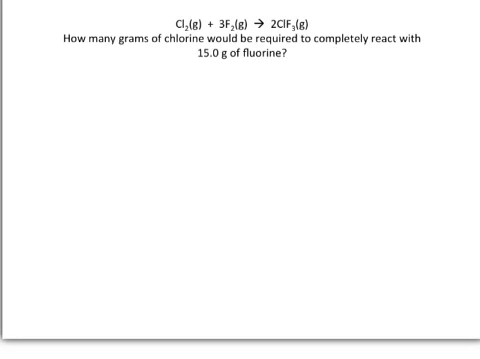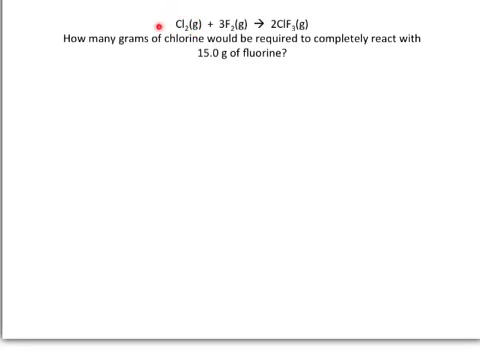Okay, I have one last example related to this chemical equation. In this case, I want to convert between two reactants as opposed to a reactant and a product as I did before. Remember that I can do the conversion between the amounts of any reactant and any product, or any two reactants or any two products. So in this case, I want to know how many grams of chlorine would be required to completely react with 15 grams of fluorine. So this will look just like the last problem. I'll just be going from fluorine to chlorine.